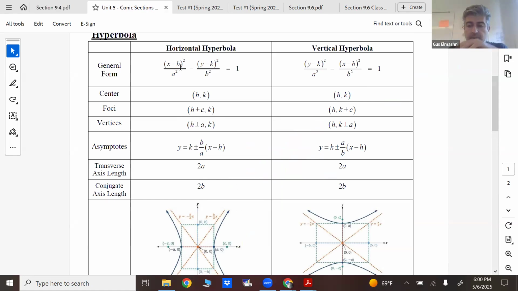And a is the distance from the center to the vertices. And b, so we do a central rectangle. The distance from the center to the top of the box or bottom of the box would be b, or if it's reversed, then it'd be to the left and to the right. You have asymptotes that are the diagonals of the box, and that's going to be the slopes when you look at b over a or a over b, whichever we're doing. So yeah, that's what's happening there.